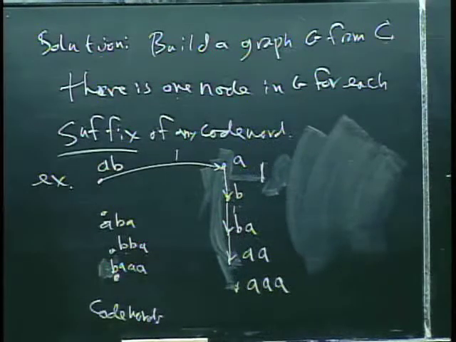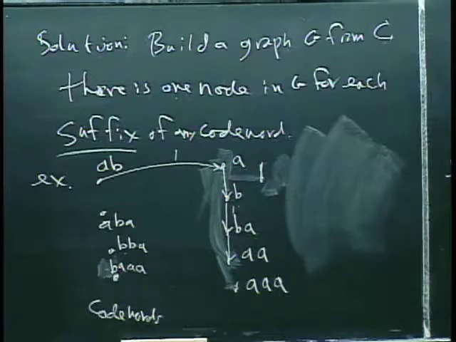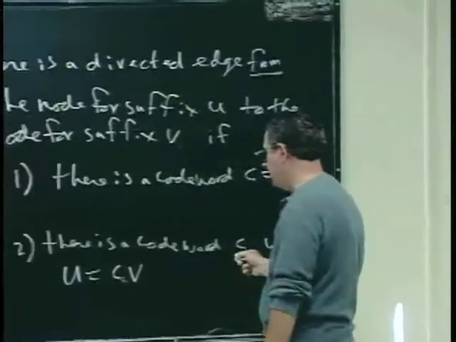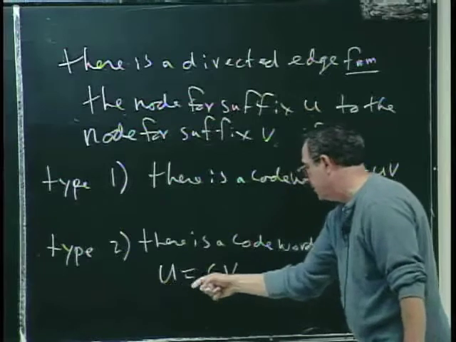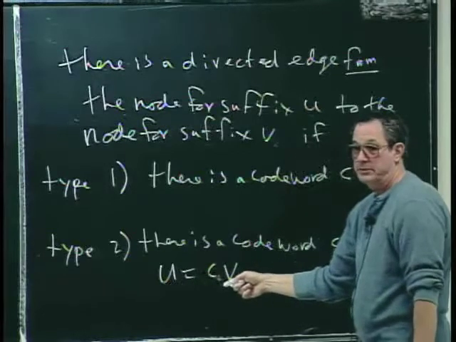Okay, back to type 2. There's a code word C where some suffix u is equal to the code word followed by another suffix v.